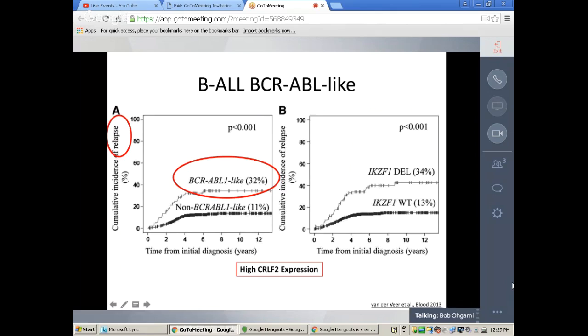You can identify these cases not just by looking for them genetically, which may be difficult for some labs, but you can also look for high CRLF2 expression, and that can be done by flow cytometry. So this will be something that we will all be diagnosing more because it's clinically significant.